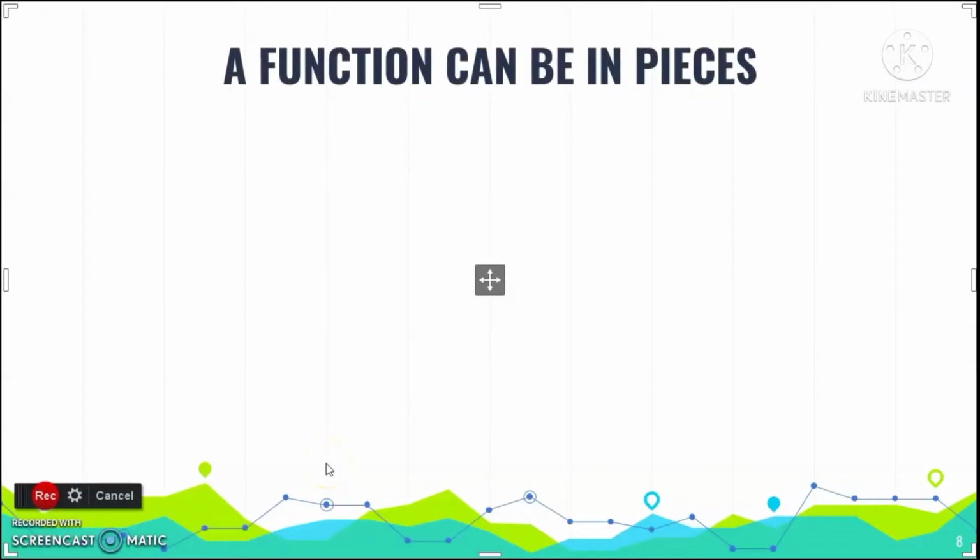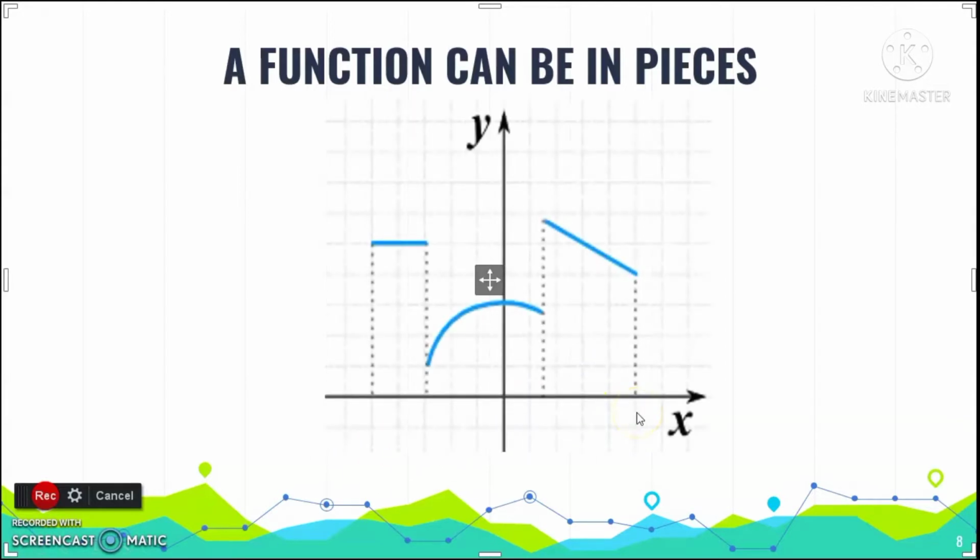A function can be in pieces. We can create functions that behave differently based on the input of the x value. In this illustration, we can have a function made up of three pieces. Let us try to recall the different functions learned from the previous lessons. First, we have a constant function where the graph is parallel to the x-axis. Next, we have a curve which illustrates a quadratic function. And lastly, we have a linear function where the graph is a diagonal straight line.